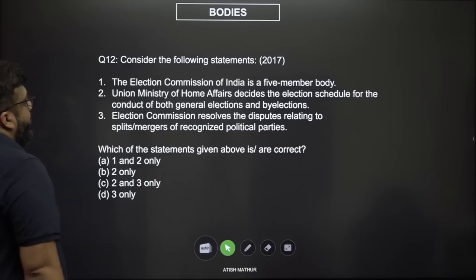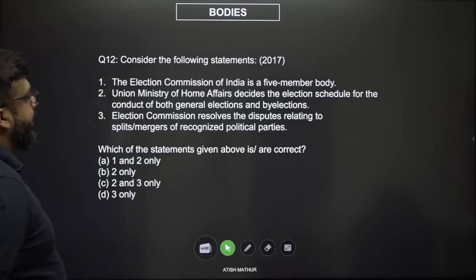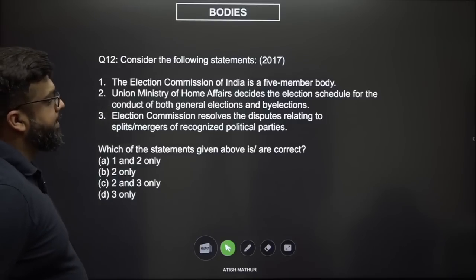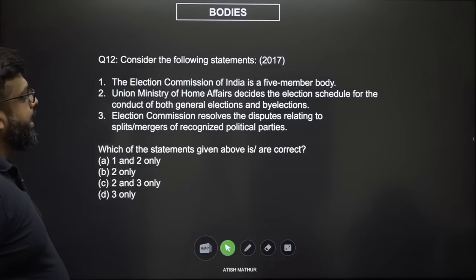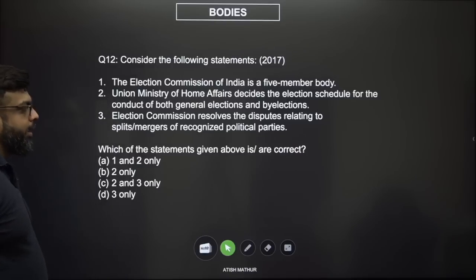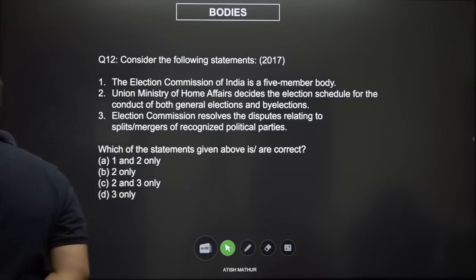Okay. Consider the following statements. The Election Commission is a 5-member body. The Union Minister of Home Affairs decides the election schedule for the conduct of both general elections and by-elections. Election Commission resolves disputes relating to splits or mergers of recognized political parties. A very, very good question if you can eliminate using the options. All right, you've got 1 and 2, 2 only, 2 and 3, and 3 only. All right, let us see if we can eliminate.